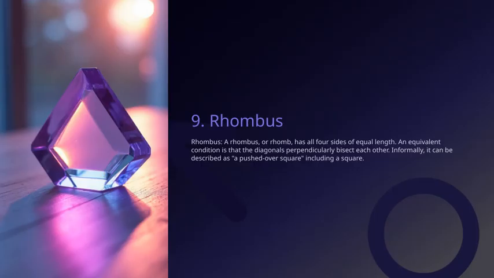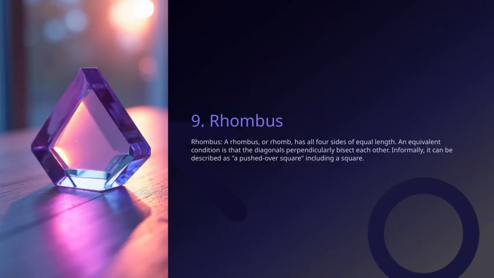Let's take a closer look at the rhombus. A rhombus, or simply a rhomb, is a 4-sided figure where all sides are of equal length. That's one of its defining features. But there's more to it. Another key characteristic is that the diagonals of a rhombus perpendicularly bisect each other. In other words, they cross at right angles and cut each other exactly in half.